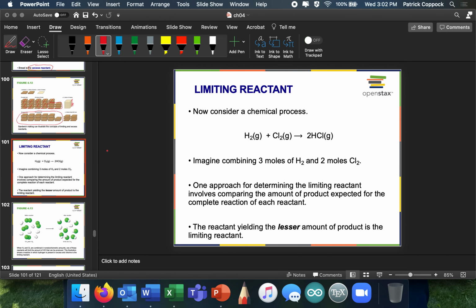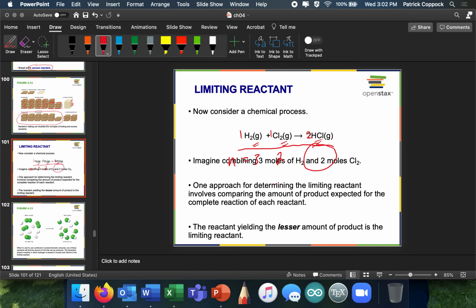Now, consider a chemical process. Suppose we've got hydrogen gas plus chlorine gas. It's going to give us 2 molecules of hydrogen chloride. All right. Now, suppose we've got 3 moles of this, right? It's a 1-to-1 stoichiometrically to 2, right? But suppose in reality we've got 3 moles of this, 2 moles of this. How many moles of this can we make?